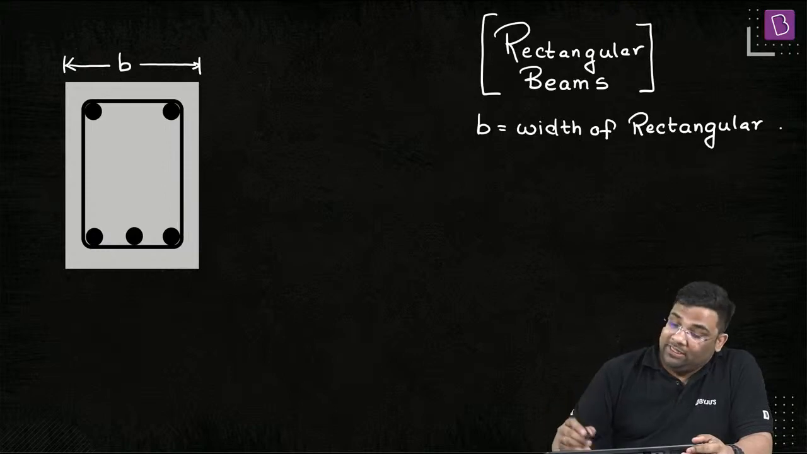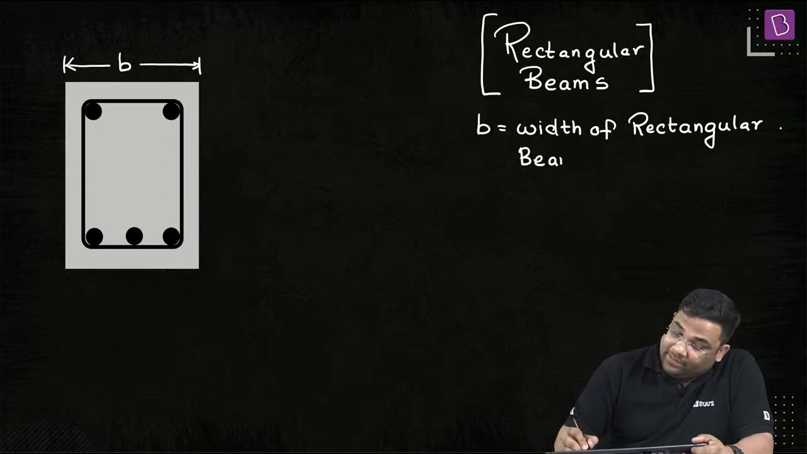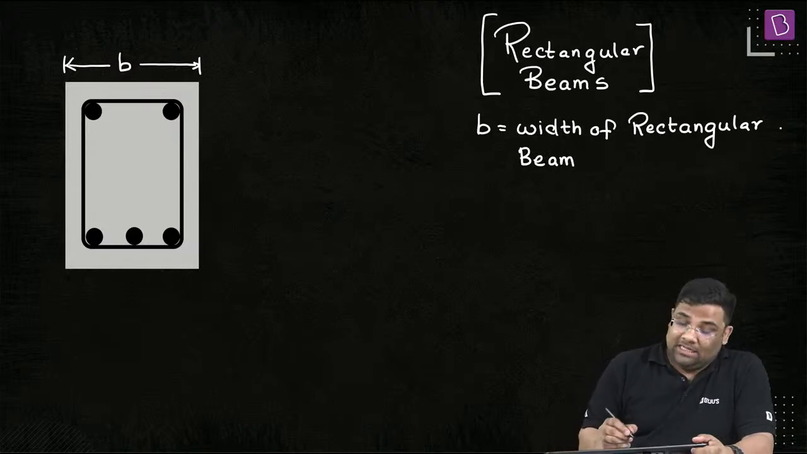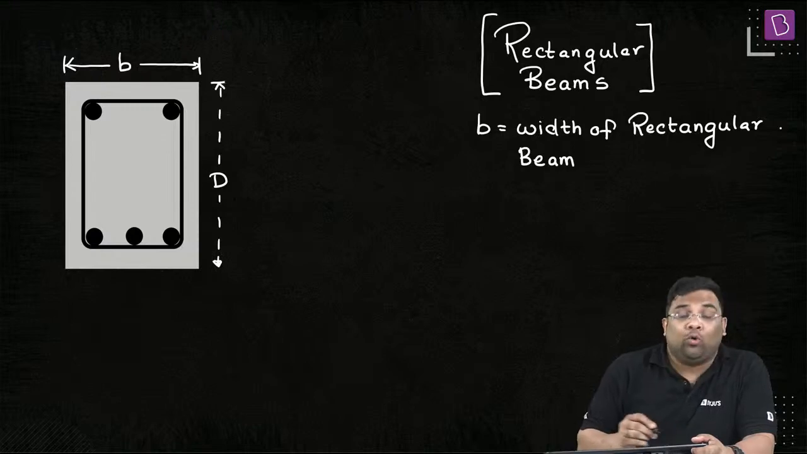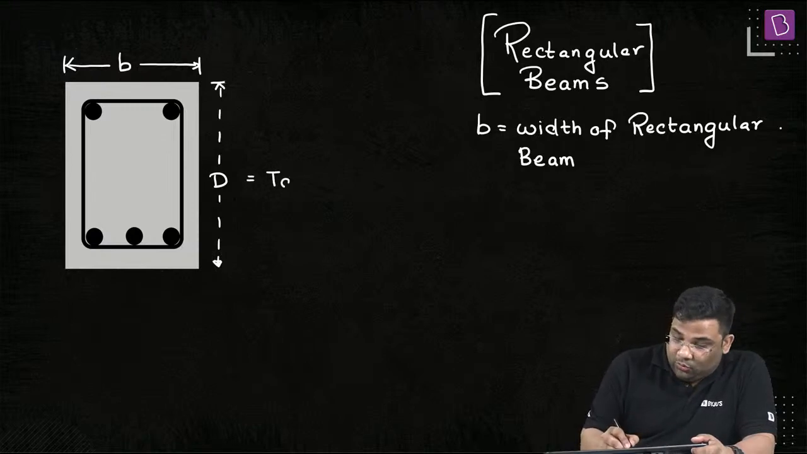So B is the width of the rectangular beam. This is the width. Now next is the total depth or gross depth. Capital D is the total depth.